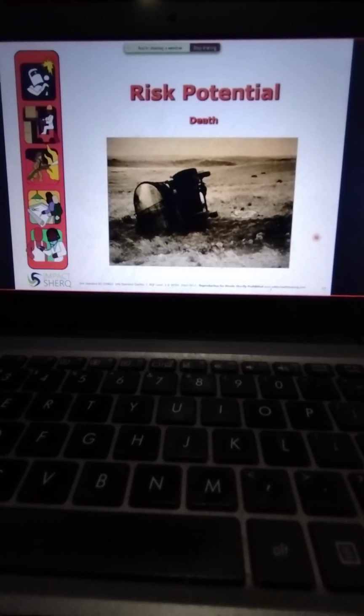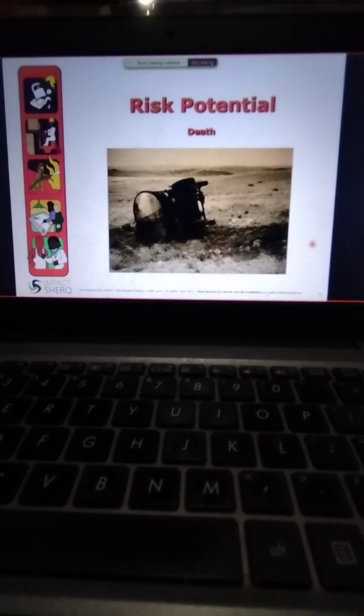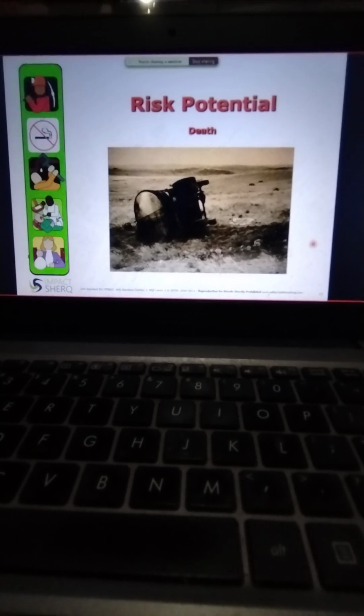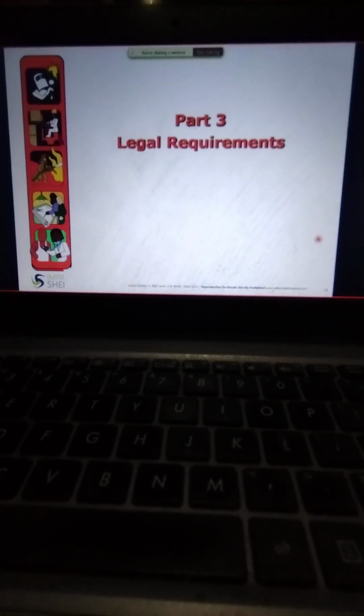And sadly, if health and safety is not implemented properly, there can be death. So we need to ensure that health and safety is implemented properly, so as to ensure that people don't get injured and don't get to die. So this course, ladies and gentlemen, will help us have a full understanding of all of those things. Now let's go to part 3.